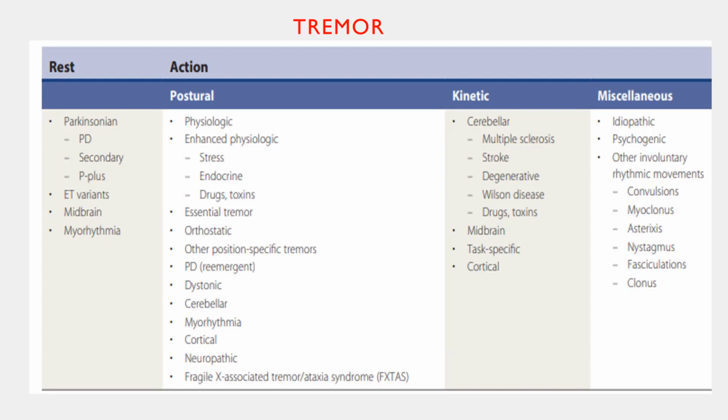Okay. In kinetic tremor, most commonly intention tremor we see in the cerebellum, and rubral tremor, that midbrain tremor, will also have a kinetic component. Other tremors will be psychogenic or idiopathic tremors. Okay, just remember the causes of rest tremors, postural tremors, and kinetic tremors, at least two examples for each kind of tremor.